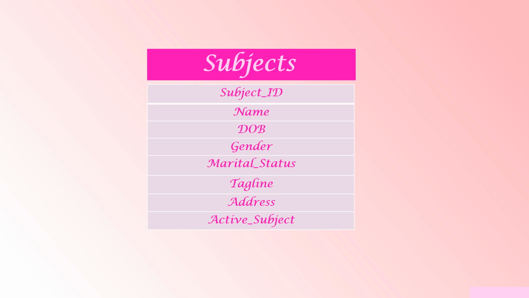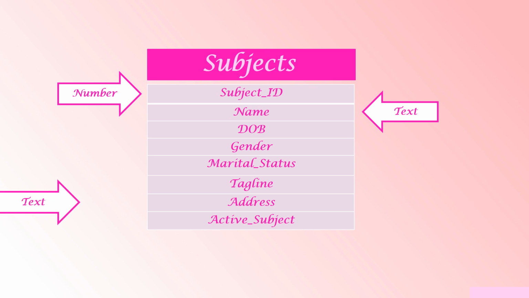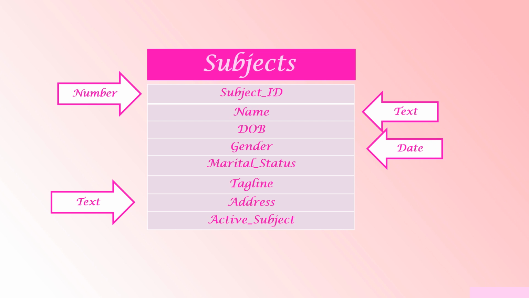So now that we've been introduced to data types, let's take another look at our subject table and identify the data types of each of the columns. Subject IDs will hold values like 1, 3, 5, and so on. So this would be identified as a number data type. Names are a combination of letters. So this would be a text data type. Address would be a combo of numbers and letters. So another text data type. DOB, which stores the date of birth, would be a date data type. So not too hard yet, right?